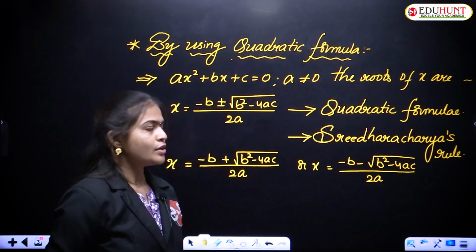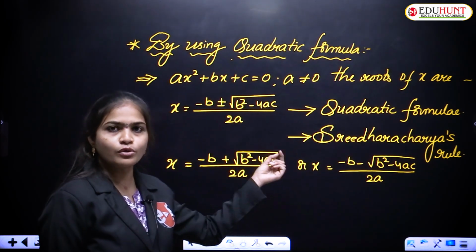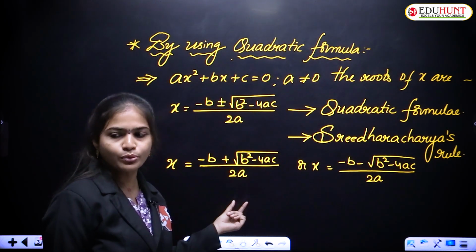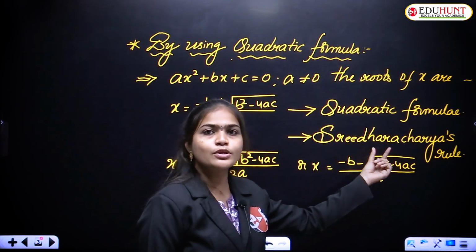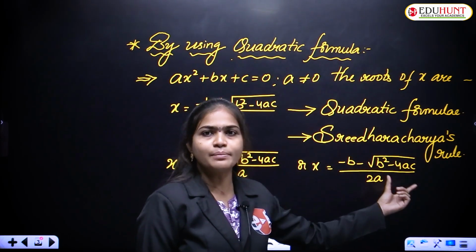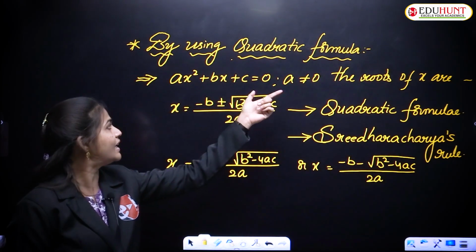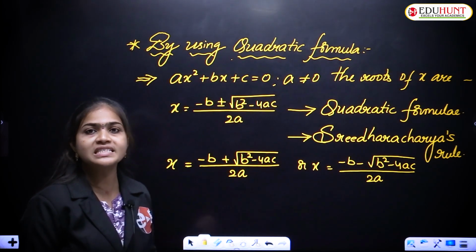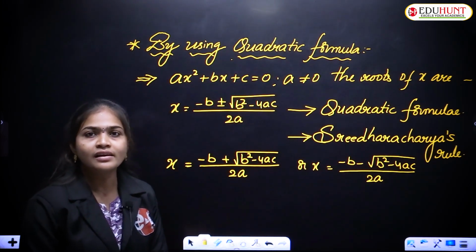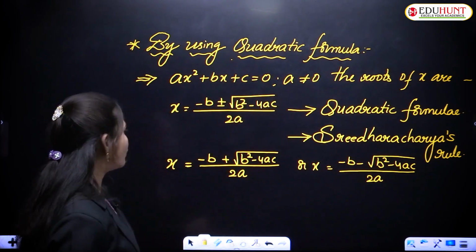Am I clear? So, here we got two roots. One is x equal to minus b plus square root of b square minus 4ac by 2a and another one is x equal to minus b minus square root of b square minus 4ac by 2a. These two are the roots of x if the equation is in the form of ax square plus bx plus c is equal to 0. That is the general form of the quadratic equation.